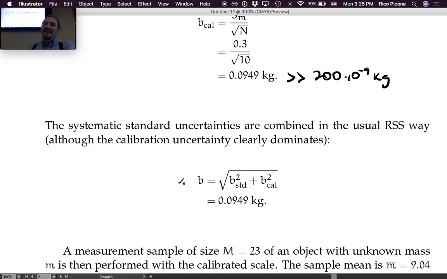The systematic standard uncertainties are combined in the usual RSS way.